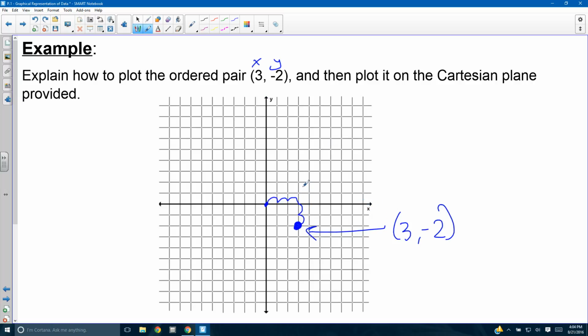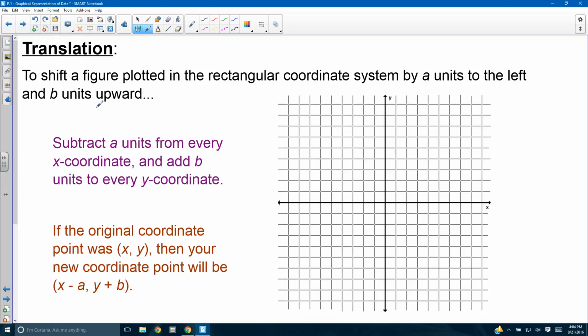Probably not something you don't already know, but when we talk about something such as translation, I'd like for you to at the very least understand what negative and positive mean in relation to a point. So to shift a figure plotted in the rectangular coordinate system by a units to the left and b units upward, let's say that we were at some point x, y, right here, and I don't care what the actual values are. If the original coordinate point was x, y, my new coordinate point, a units to the left, would be subtracting a from x.